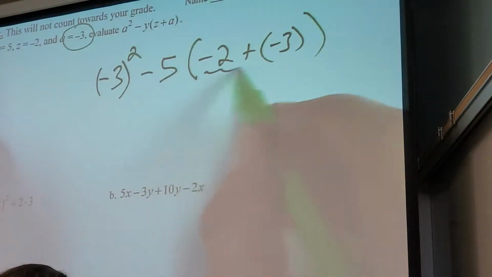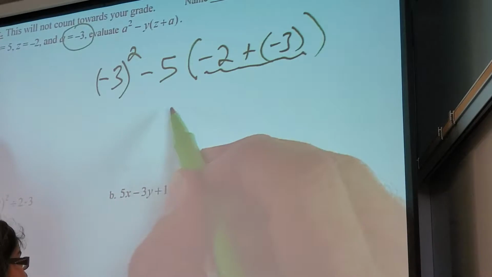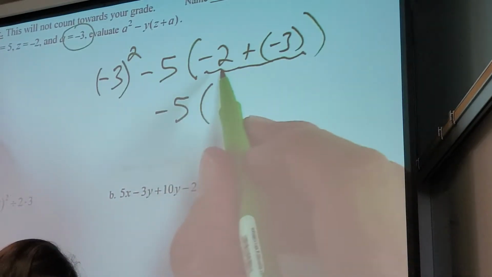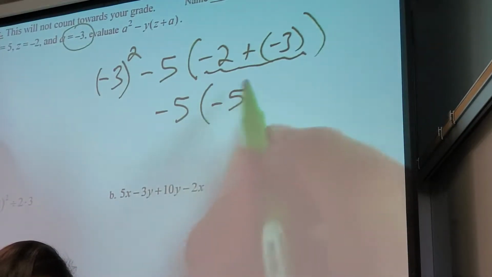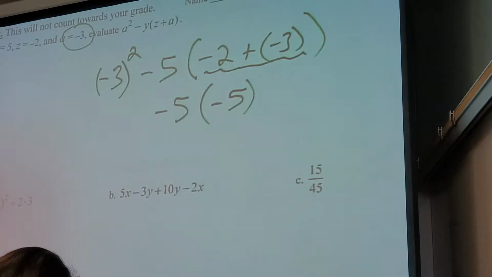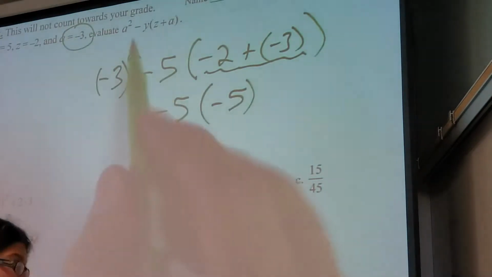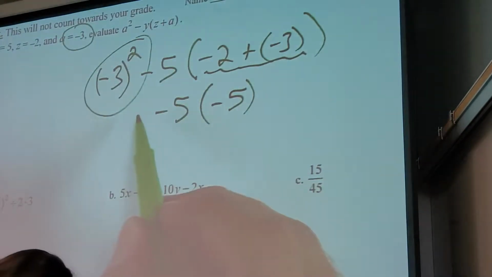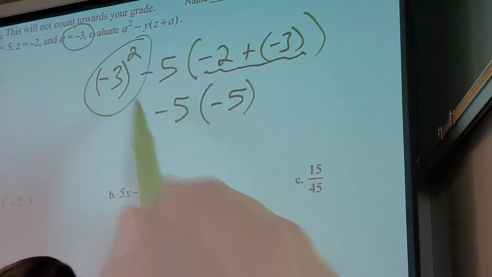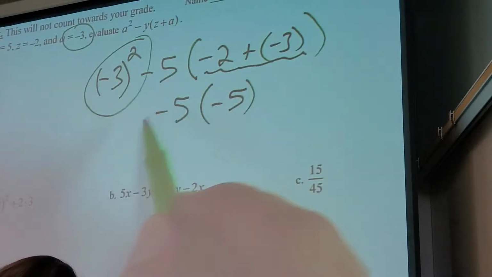Yeah, you could do it in parentheses. I like it. So what do you get there? -2 plus -3, I owe $5 total. I like it. And what's up here? What's this? 9. I like it. -3 times -3 is 9.